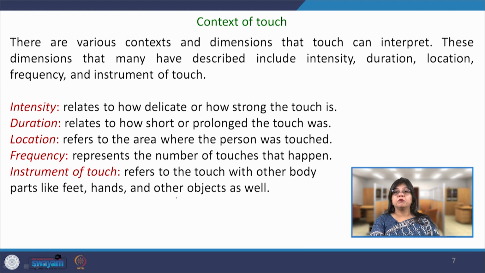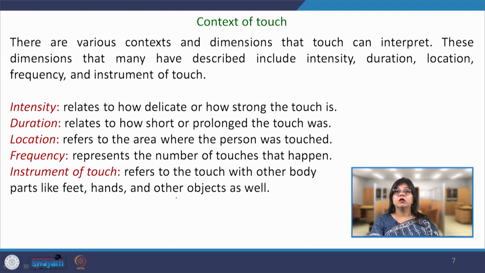It also talks about location. It refers to the area where the person was touched. That means what kind of advances the other person is making, it all depends on the location. It can be about pat on the back, it can be a shake hand. Whatever the location is, the touch will define whether it is a warm encouragement or a professional encouragement. Frequency, which represents the number of touches that happen.